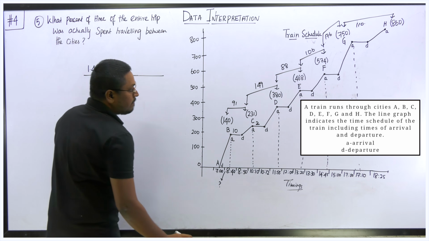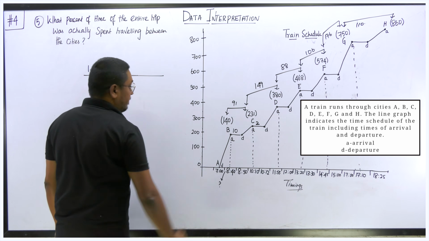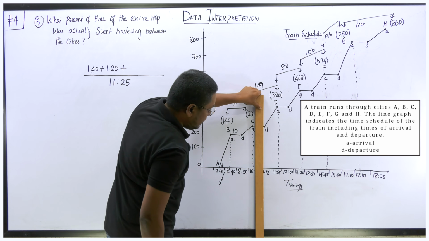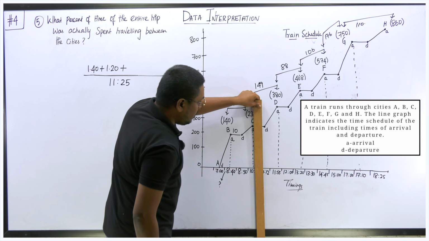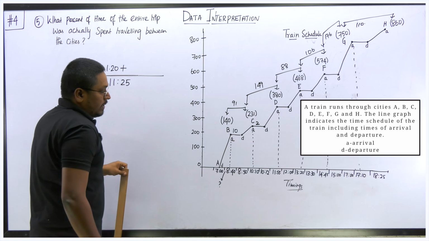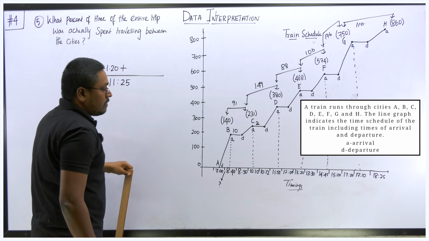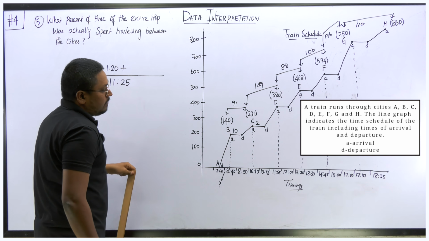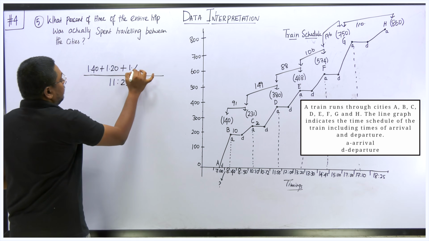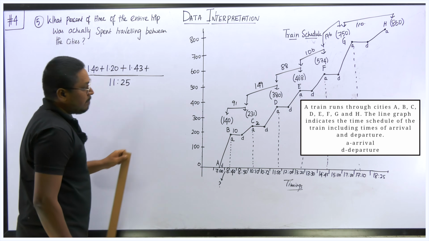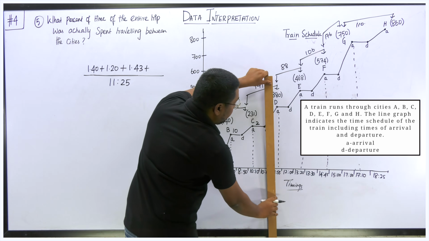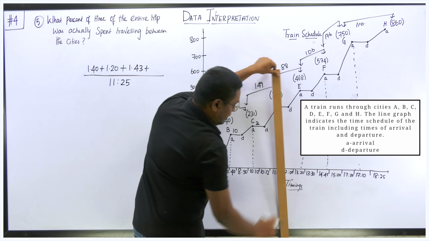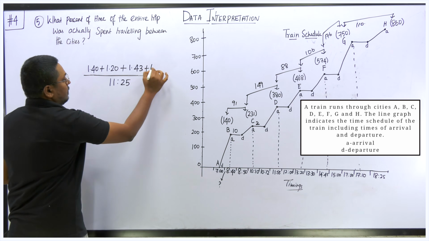And the third will be C to D, right? So C to D, this is the departure time, 10:12, right? So 10:12 to 11:55. So here we have 1 hour 43 minutes, right? And then 1 hour 50, departure time will be 12 o'clock, right? So 12 to 13:20. So 1 hour 20.